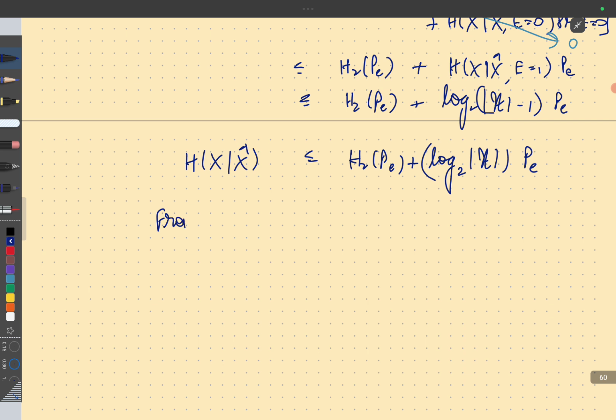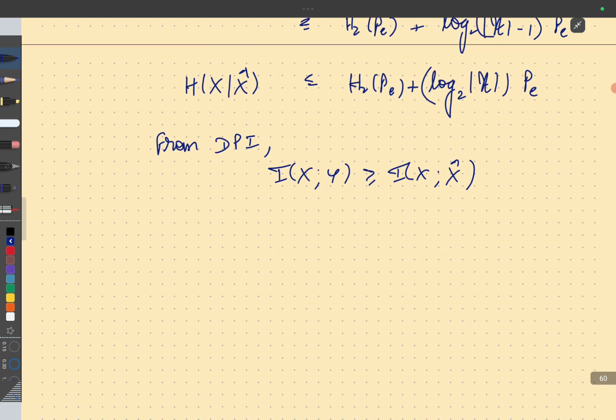So from the data processing inequality, the mutual information between x and y has to be greater than or equal to the mutual information between x and x hat, because x, y, x hat form a Markov chain. But what is mutual information between x and y? It's entropy of x minus entropy of x given y, and this has to be greater than or equal to the entropy of x minus the entropy of x given x hat.